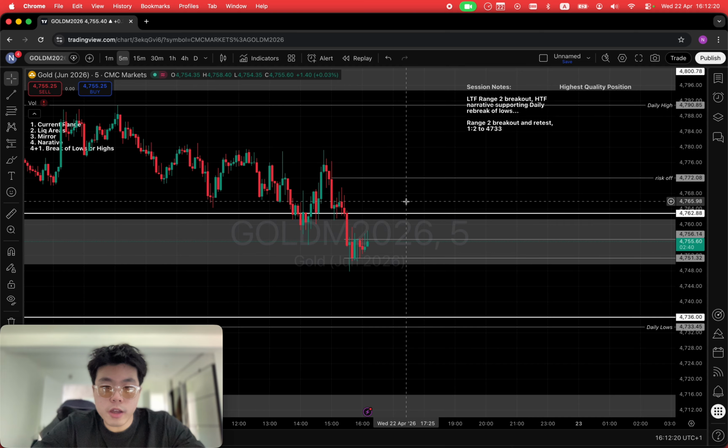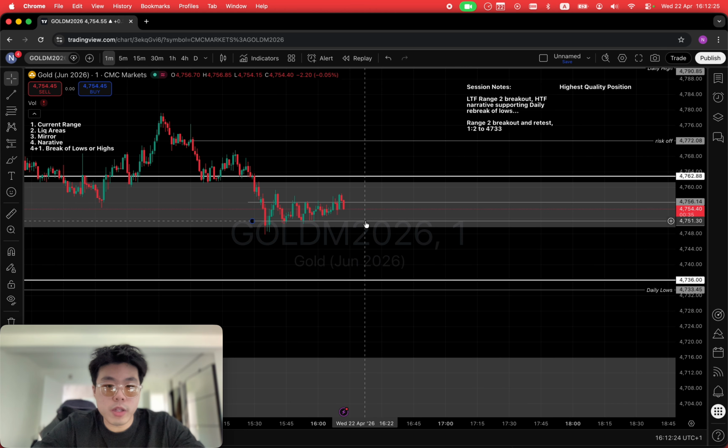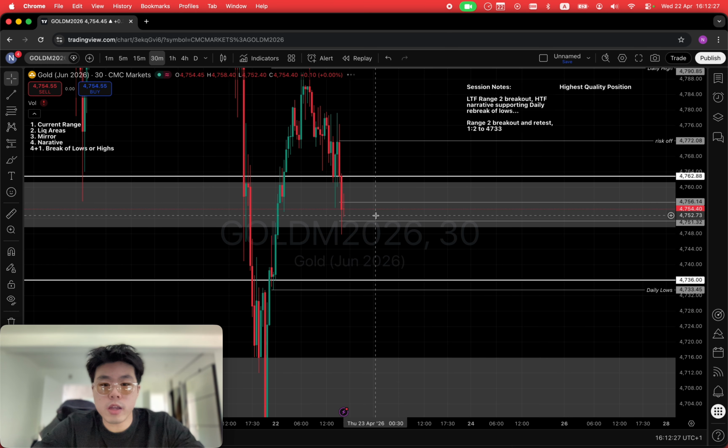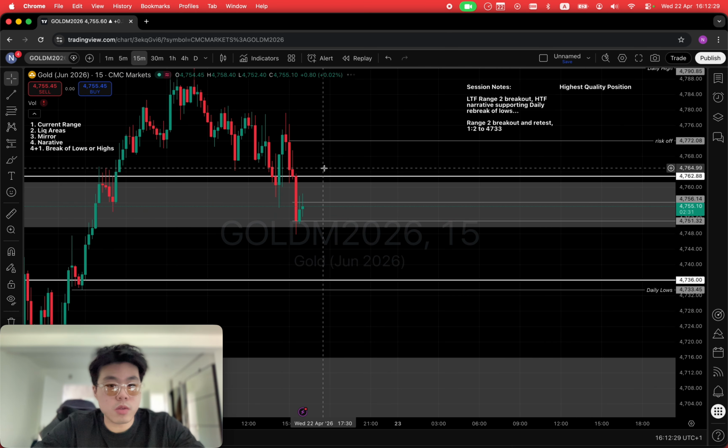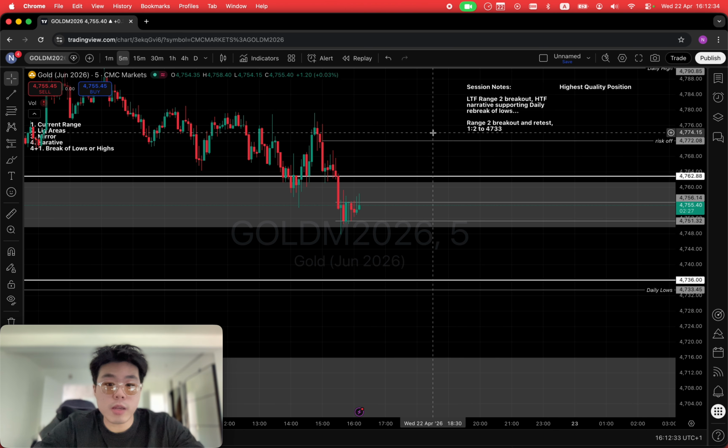You've still got 2.5 minutes left until that happens, and you're still stuck in this range here on the 1 minute time frame, and the 30 is still waiting on a confirmation. The 15 is still waiting on the confirmation. Everything is still waiting on confirmation, so we just have to wait and be patient.